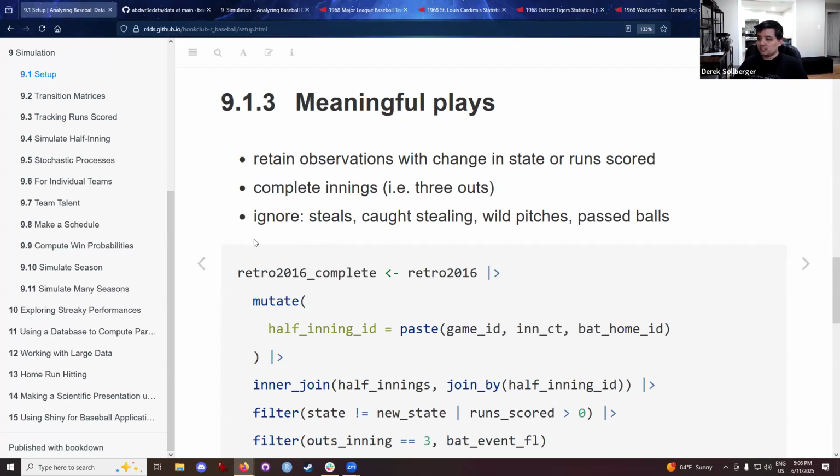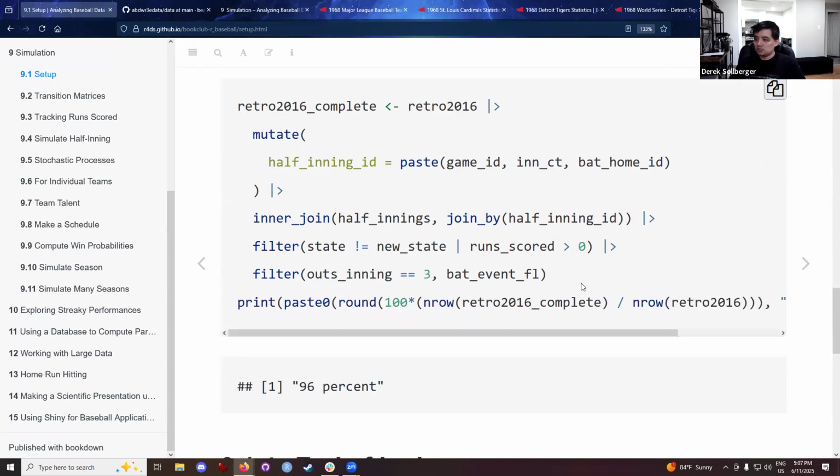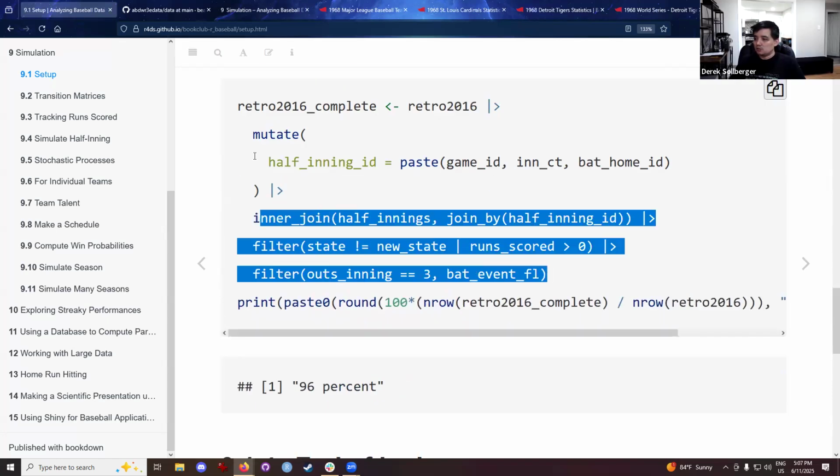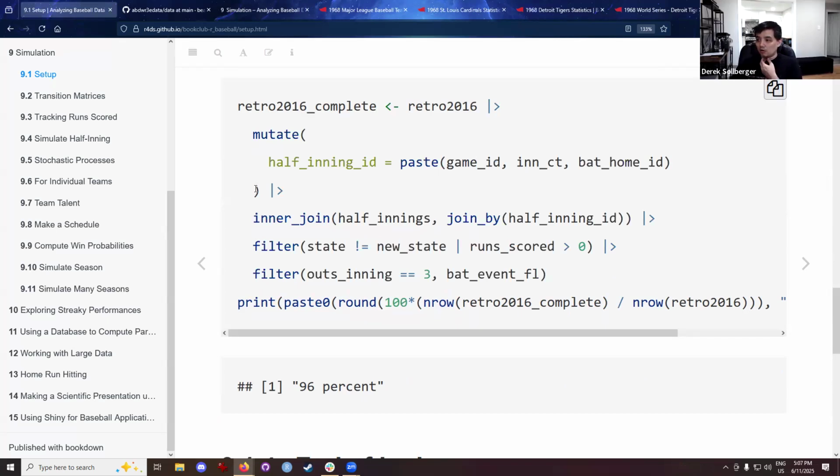We are going to only retain complete innings, which might sound strange because in the bottom of the ninth or the bottom of an extra inning game, we might have fewer than 3 outs. But just to make calculations easier for ourselves, we're going to keep half innings that had all 3 outs recorded. And also of interest, we are ignoring some of the other types of plays, such as steals, caught stealing, wild pitches, and passed balls. That all gets brought up here in the R code.